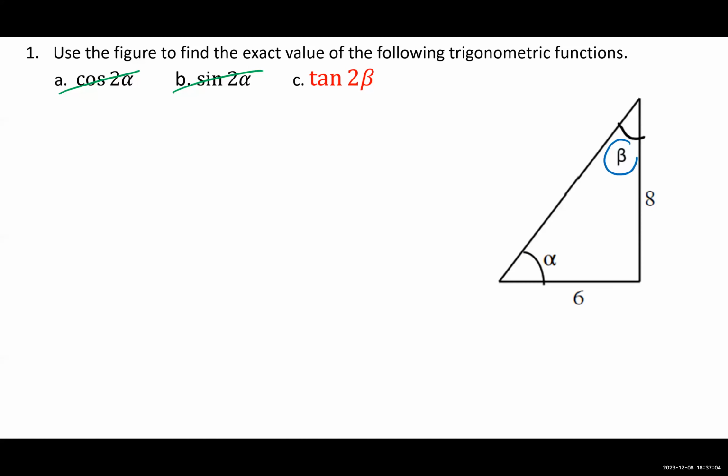Tangent of 2 beta. Now remember, this is beta, so this becomes the opposite side. And this, let me see if I could write vertically. That's the adjacent side. And so the tangent of beta, we need tangent of 2 beta, but we'll start with this one. Tangent of beta is equal to the length of the opposite side divided by the length of the adjacent side. Opposite side is 6, adjacent side is 8, and that reduces to 3/4.